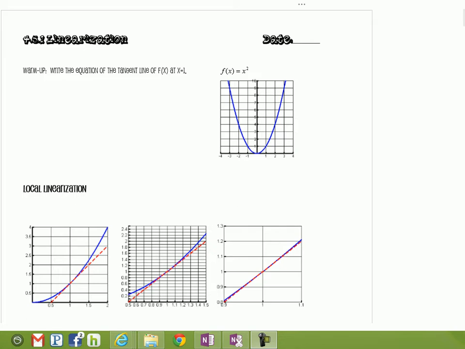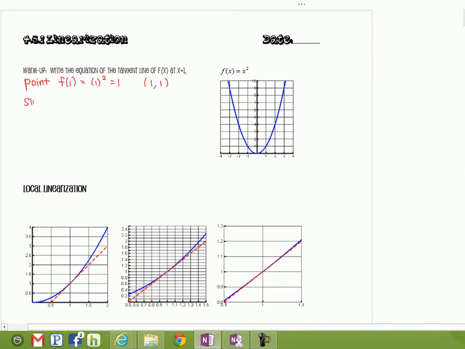So I'm going to start off with the warm-up. If you want to press pause and try that warm-up on your own. So it's asking you to find the equation of the tangent line at x equal to 1, so you need a point. And the point would be f of 1, which is 1 squared, gives us 1. So the point we're going to use is (1, 1).